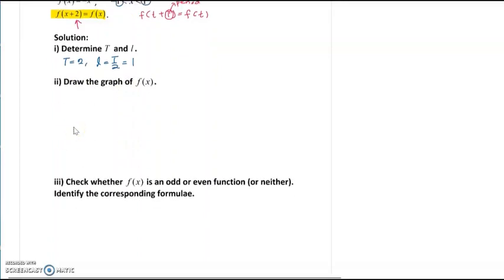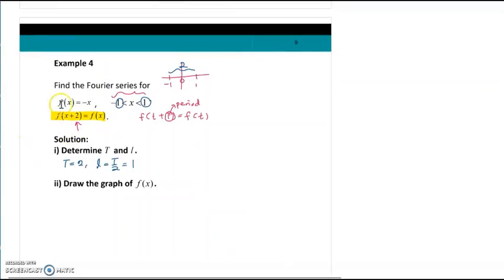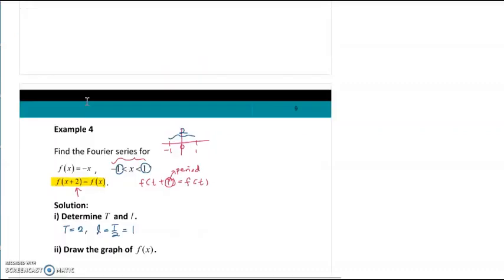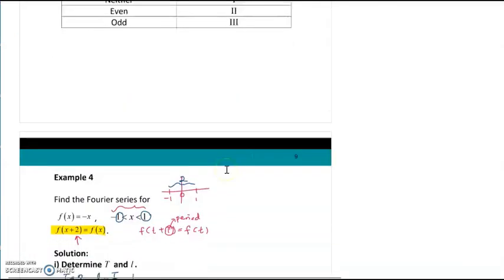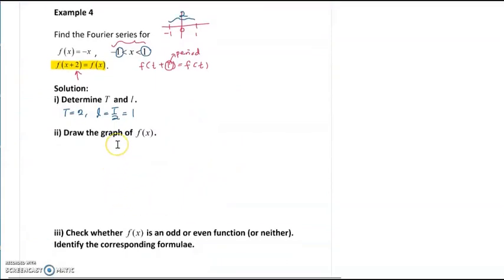The second step is to draw the graph, which is optional. The second step here is actually to identify what type of f(x) we have. We want to know whether f(x) is odd, even, or neither, so that we can identify which formula among these three we need to use. So basically we need to know what type of function we have.